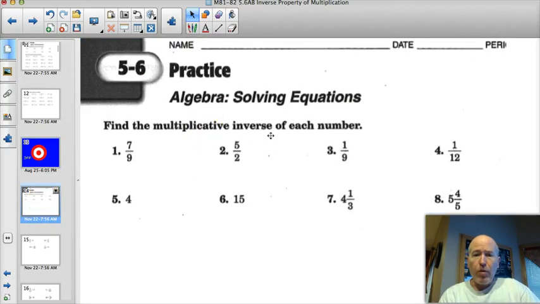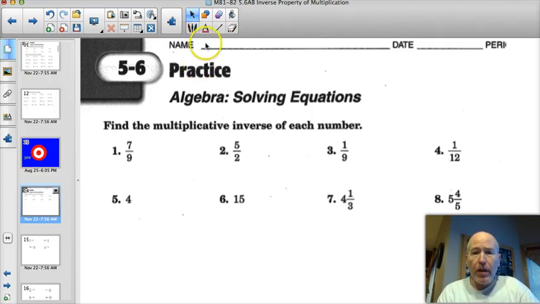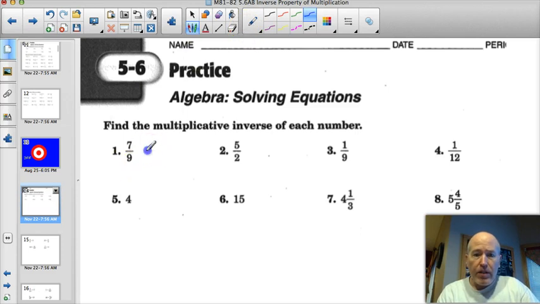First of all, 5.6a is writing the multiplicative inverse of each. So this is pretty straightforward, and I think we can do a few samples here and you'll get it right away. So 7/9, the multiplicative inverse, you're just going to flip the numerator and the denominator. So this becomes, sorry, it's hard to write with this little guy, 9/7. Just that simple. This one here, 5/2, is going to become 2/5.